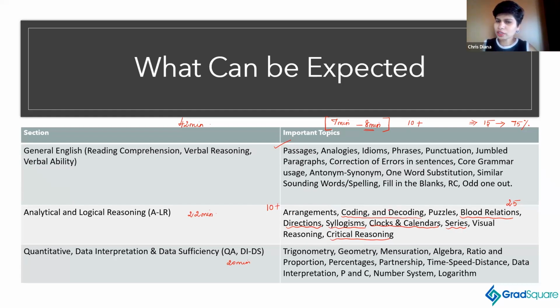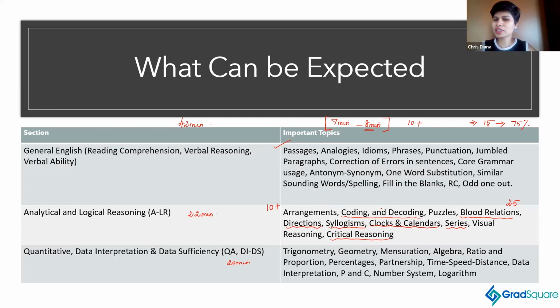So coding, decoding, you should be able to give the answer in 30 seconds. Directions, same 30 seconds. Syllogisms, blood relations, clocks and calendars. Now see, calendars, most of the time it's based on the concept that we did in the non-CAT classes only, so very easy basic questions come. Clocks also are based on the angle properties and the formula that I've taught you in the class. Those are the questions that come in the paper.